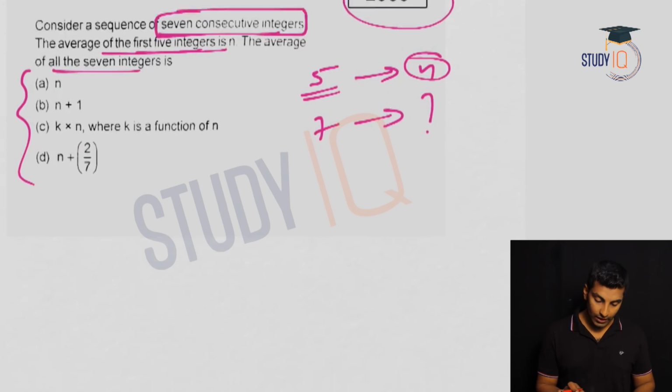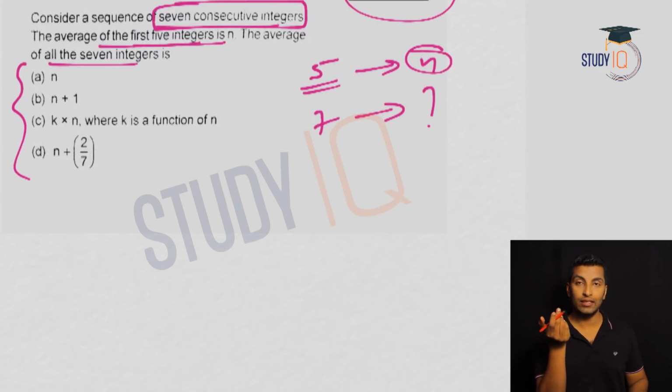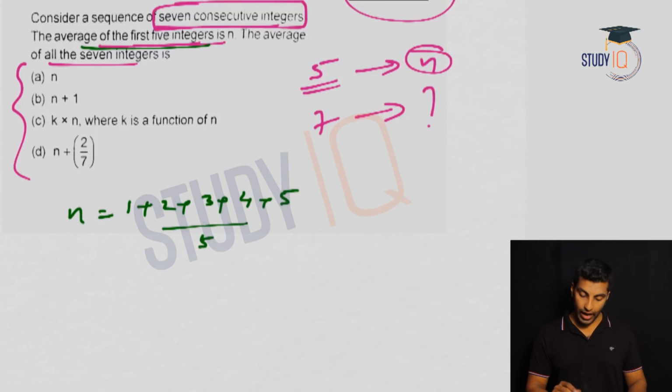Okay, I'll discuss 2 methods for this. One is you can simply take any series. 7 consecutive integers. Let's take the consecutive integers as 1, 2, 3, 4, 5, 6, 7. That means the average of the first 5 integers, which is given as n: n is equal to (1 plus 2 plus 3 plus 4 plus 5) divided by 5. We know this is 3, so n is equal to 3.